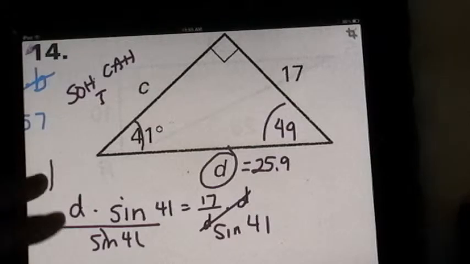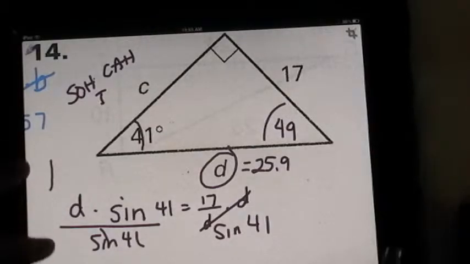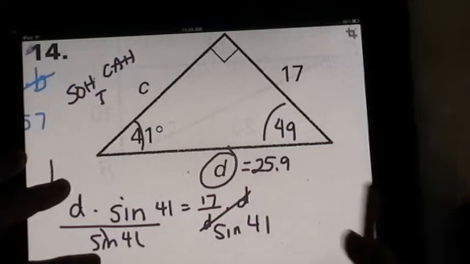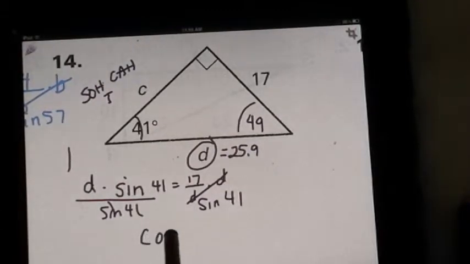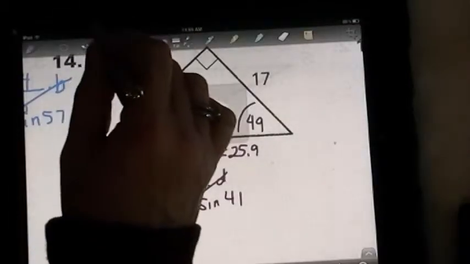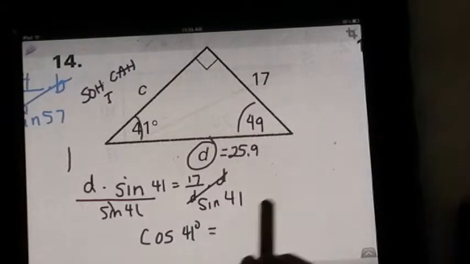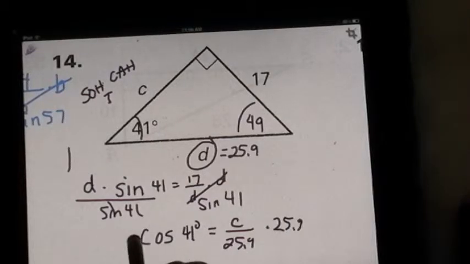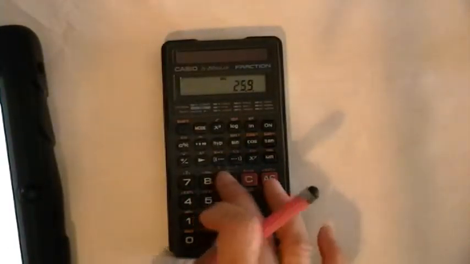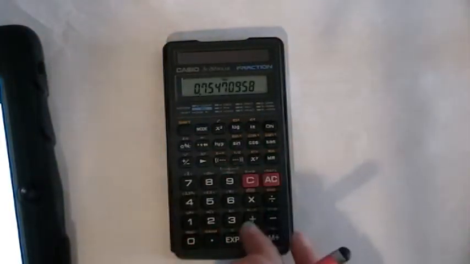Now if I'm going to follow the directions, which was to use sine and cosine, I'm going to be using the D that I just calculated to get my new answer. So I'm going to use cosine because cosine is adjacent over hypotenuse. Cosine 41 degrees equals adjacent C over hypotenuse, 25.9. Multiplying both sides by 25.9, I get C equals 25.9 times 41 cosine equals 19.546.